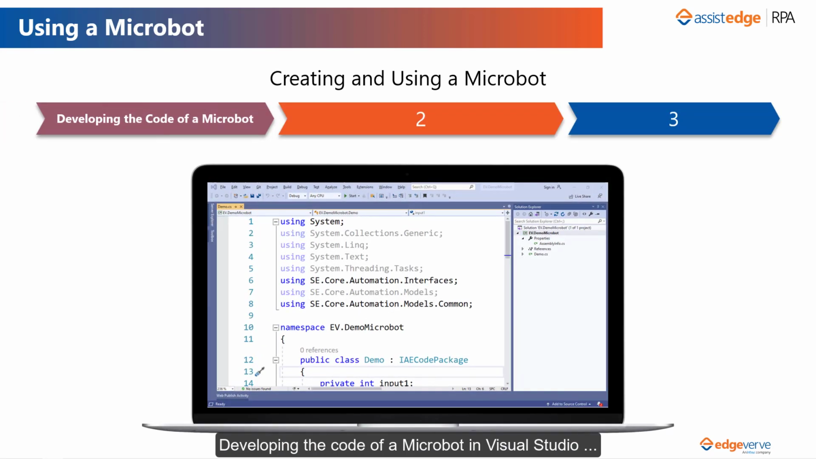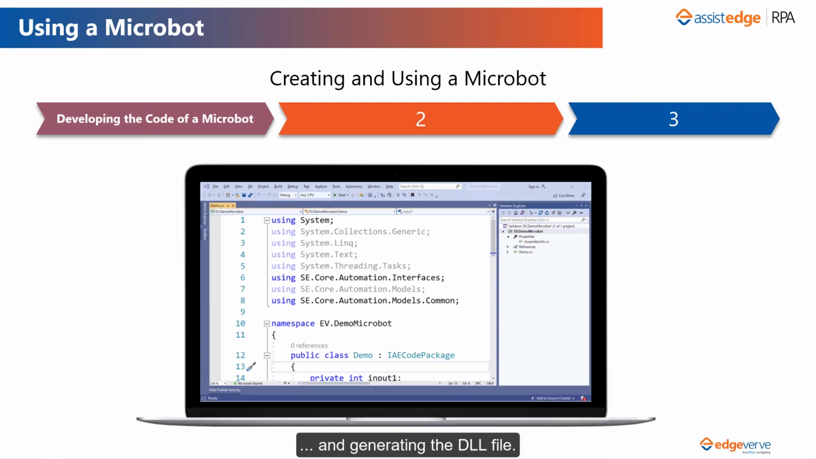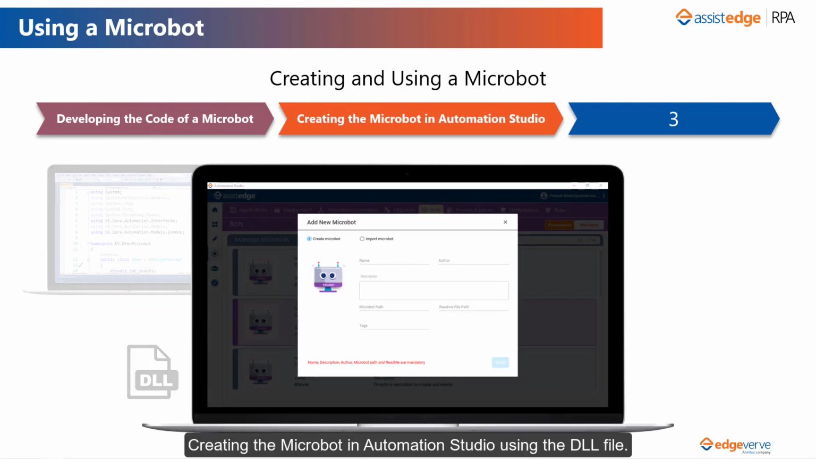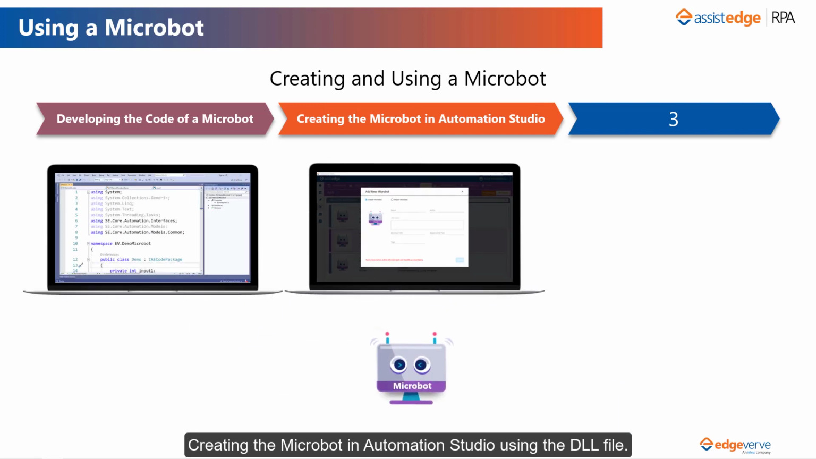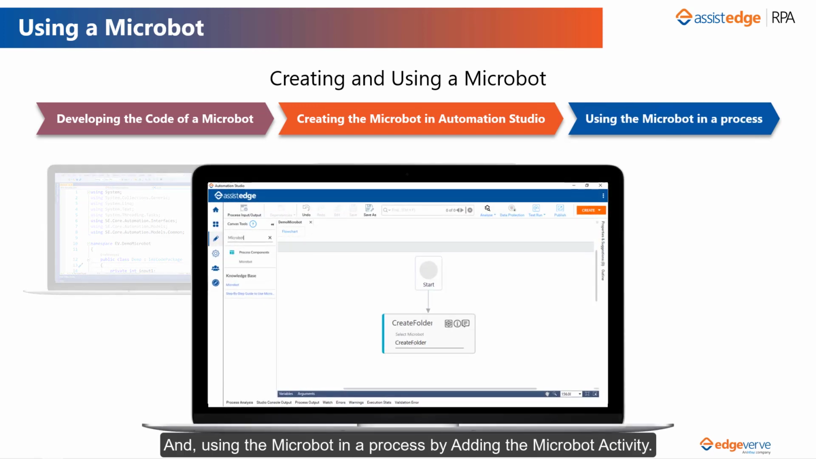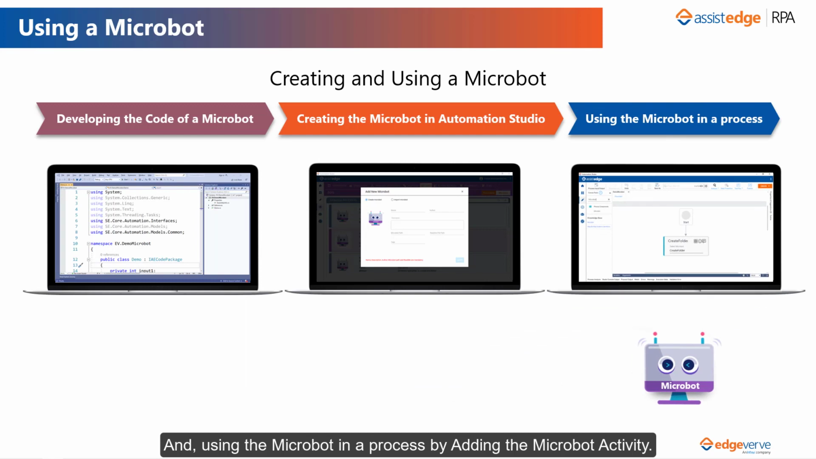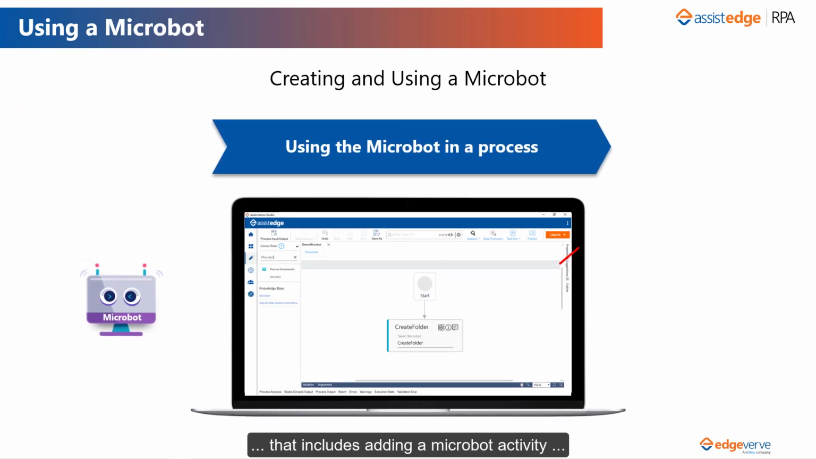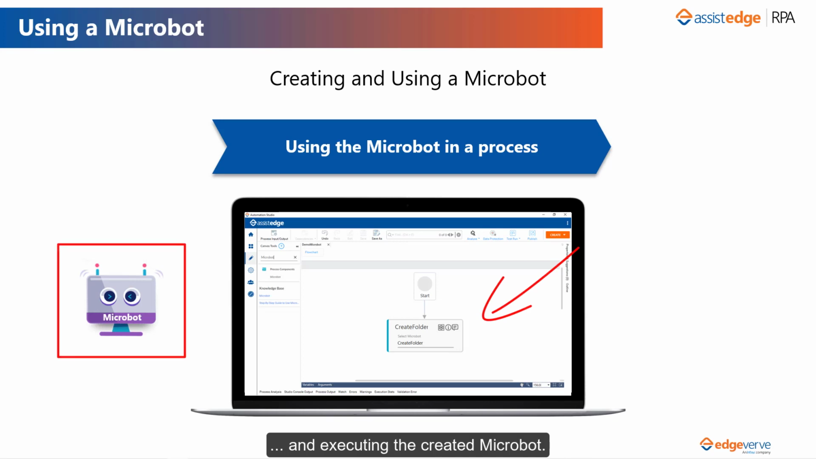Developing the code of a Microbot in Visual Studio and generating the DLL file. Creating the Microbot in Automation Studio using the DLL file. And using the Microbot in a process by adding the Microbot activity. In this video, we will understand the third step of the Microbot process that includes adding a Microbot activity in an automation process and executing the created Microbot.